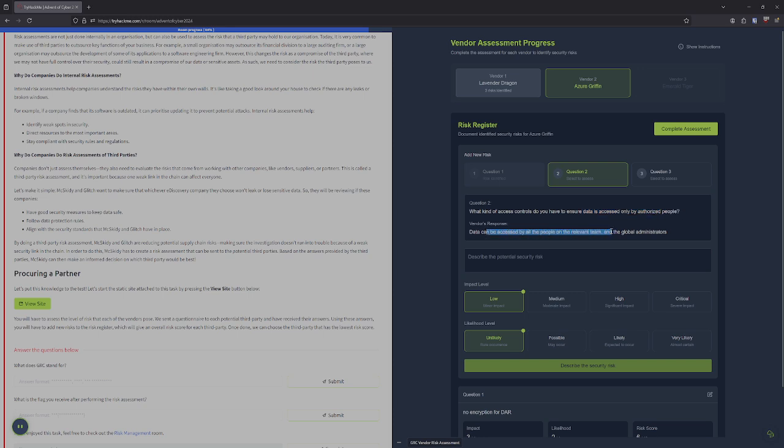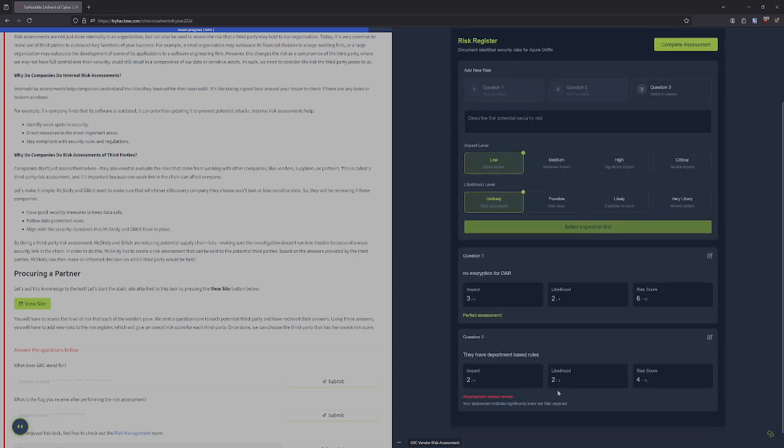Data can be accessed by all people, the relevant team, and global administrators. Okay, they have RBAC. It's not role-based, it's department-based. But it's something. So it's possible that it concur. I think it's pretty good. So that indicates significantly lower risk than expected.